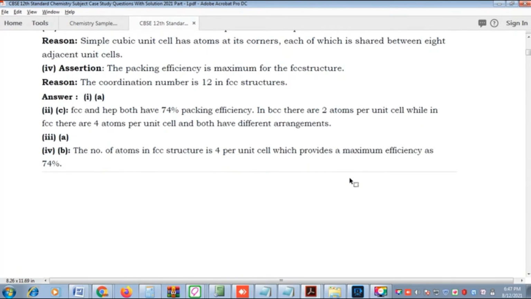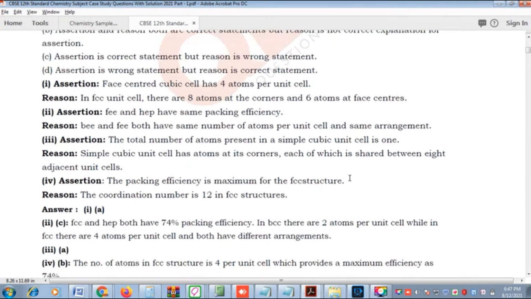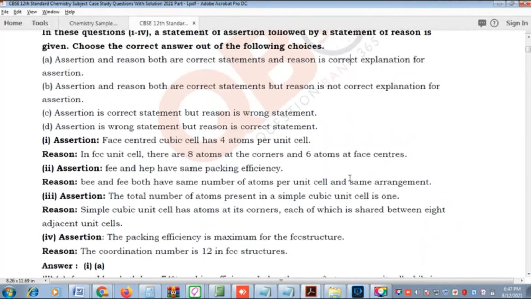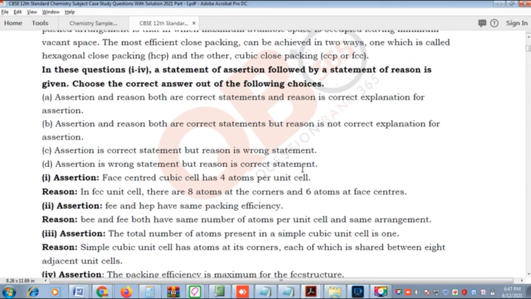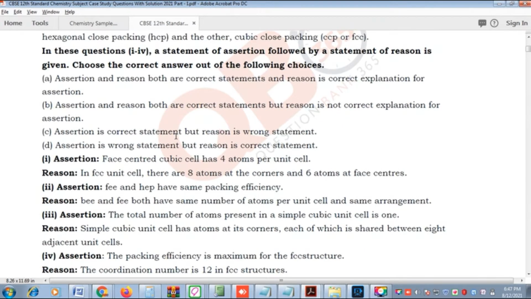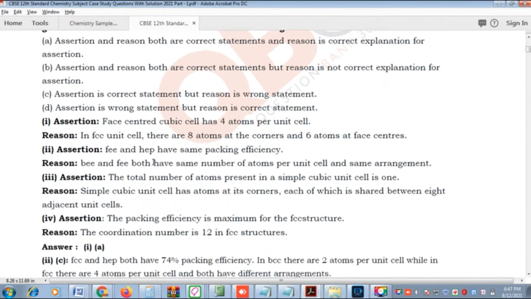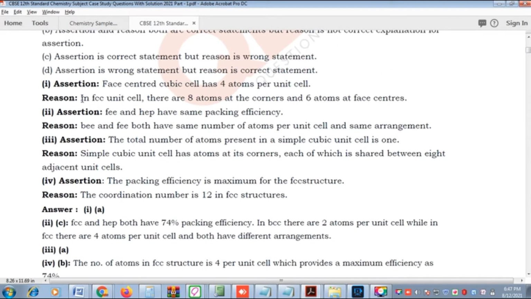Look at the first one. They are asking in the assertion and reason manner, and the second one also. Before answering the question, you have to read the passage as well as the question. The first question, based on that passage: both assertion and reason are correct statements and reason is the correct explanation for assertion. This is the first question. We provide the answer here.